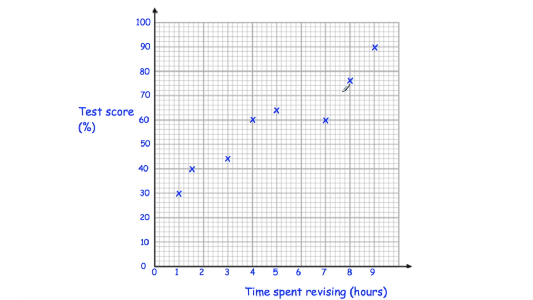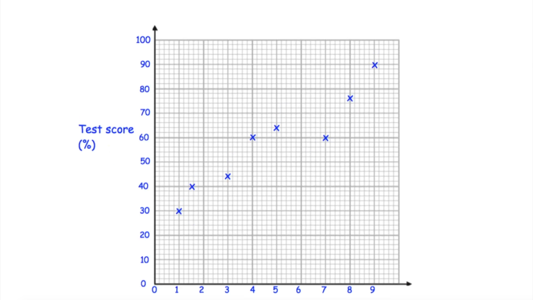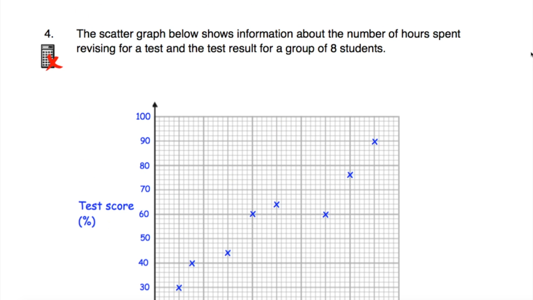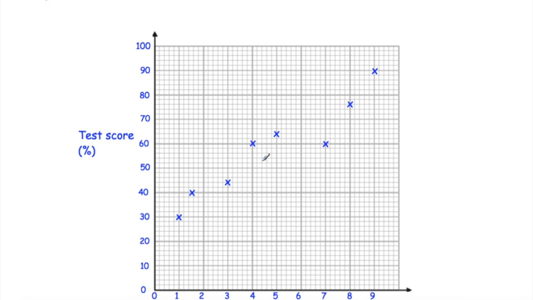Now, in terms of the time spent revising here, it goes up to 9 hours. 15 hours would be way over here somewhere. Now if we have a look at the question, it doesn't actually tell us if this is in one particular night, but if this was one particular night and you spend 15 hours revising, you're going to be exhausted and your test score might not actually go up any higher. And actually, even if you were to draw a line of best fit, it then might go over 100%, you know.